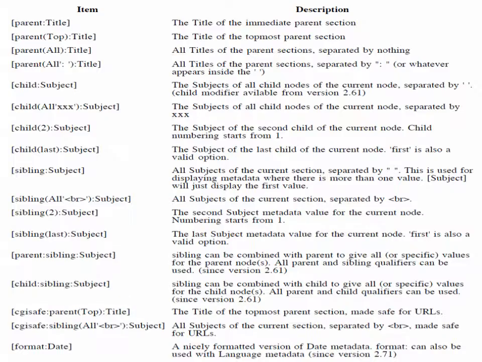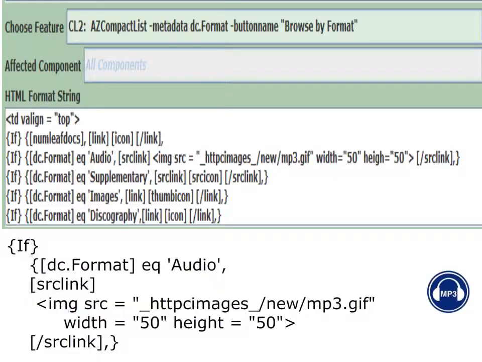Here's a table summarizing all the attributes you can use with DC elements. Typically you probably want to add some formatting in there, either a BR or a semicolon or something to separate the multiple elements. You also notice there's a CGI safe. Again, what this does is to make sure that the code is URL friendly in case you're using it as part of a reference. Now let's go back to working on our index.